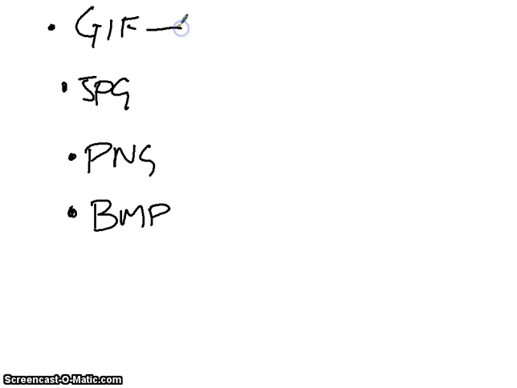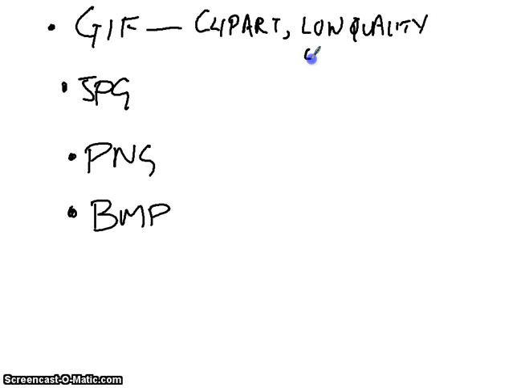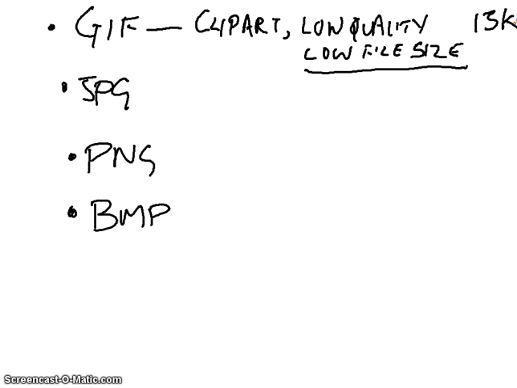GIF images are great for clip art because they are low quality and low file size. They are almost the perfect internet file because obviously if you're trying to make a website load really fast, you want a low file size image. These GIFs would come in kilobytes, so it's only going to be about 15K in size. They're really, really tiny. And as long as you're using big, thick, bright colors, you're probably going to use a GIF image.